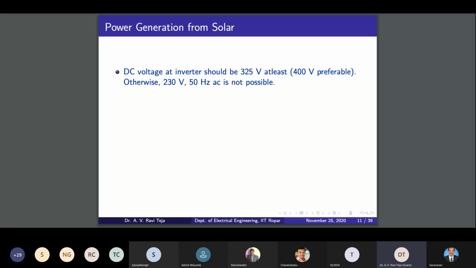What is the job of this DC to DC converter? The job of this is to boost the voltage or to amplify the voltage from, say, 60 volt to 400 volt. Suppose 5 panels of 12 volt rating I am using, then 60 volt to 400 volt. If you have 24 volt rating, then you may get 120 volt. Then still it is not enough. 120 volt to 400 volt, you need some DC to DC converter which can boost this voltage.